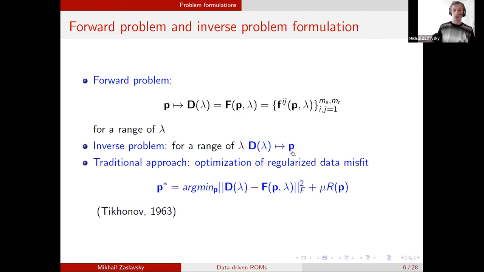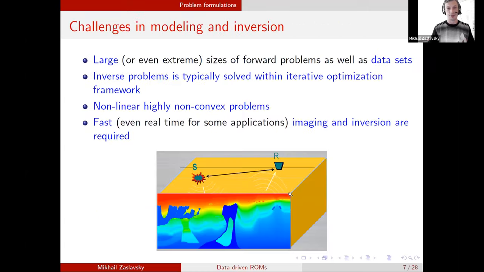So in the traditional approach, the inverse problem is solved by an optimization framework. We want to find p star, which delivers the minimum of this cost function, the regularized data misfit, invented by the same Tikhonov as I mentioned from magnetotellurics. In principle, the problem is well formulated, but what are the challenges there?